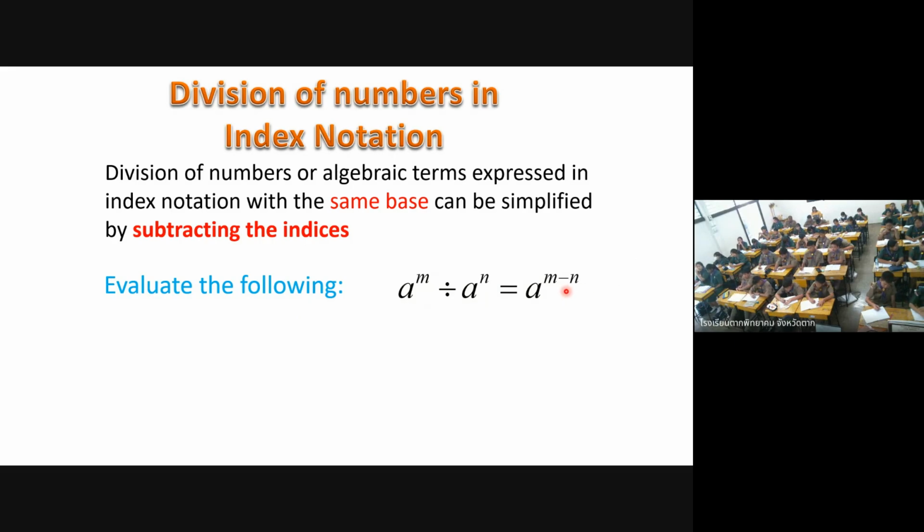Okay? Example. 3 to the power of 6 divided by 3 to the power of 2. What do you think is the answer?